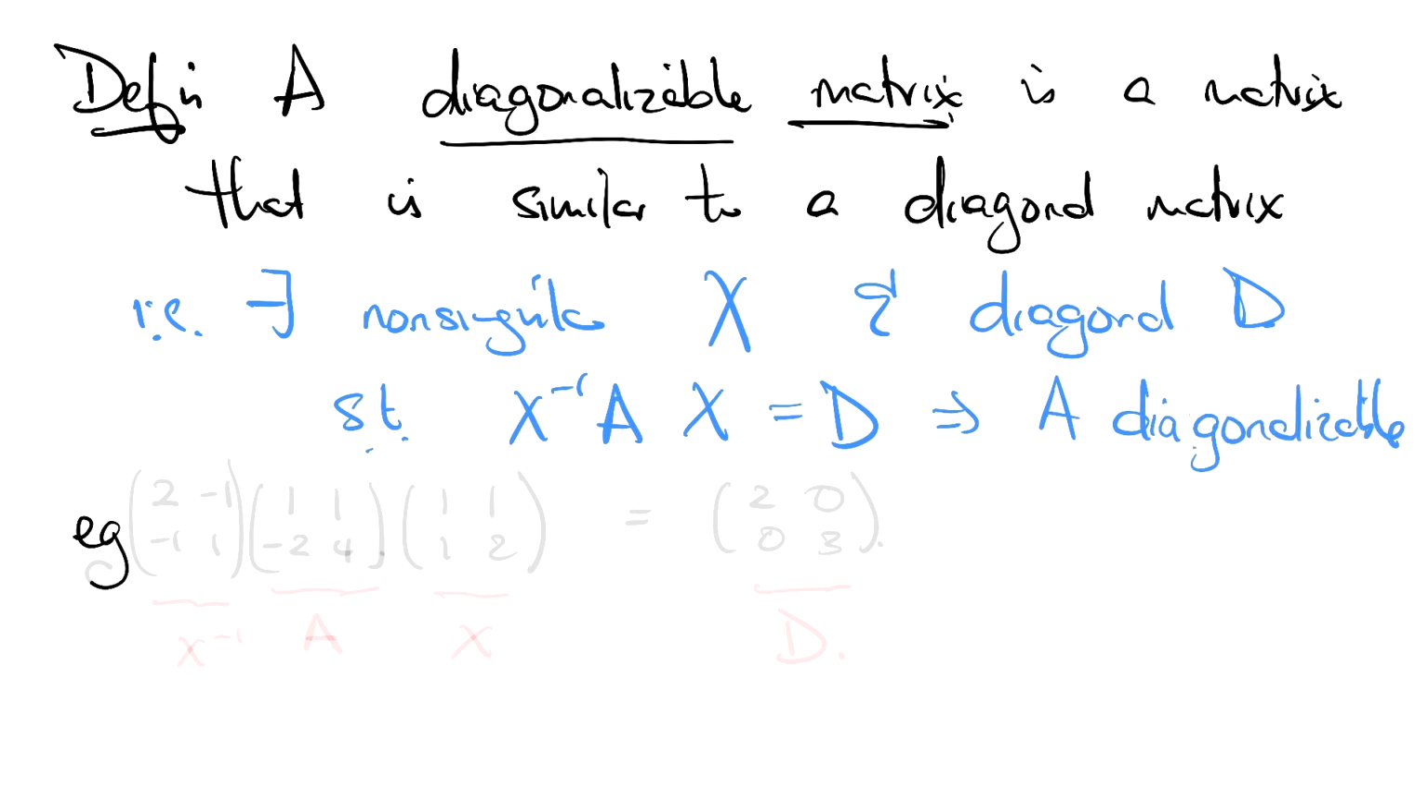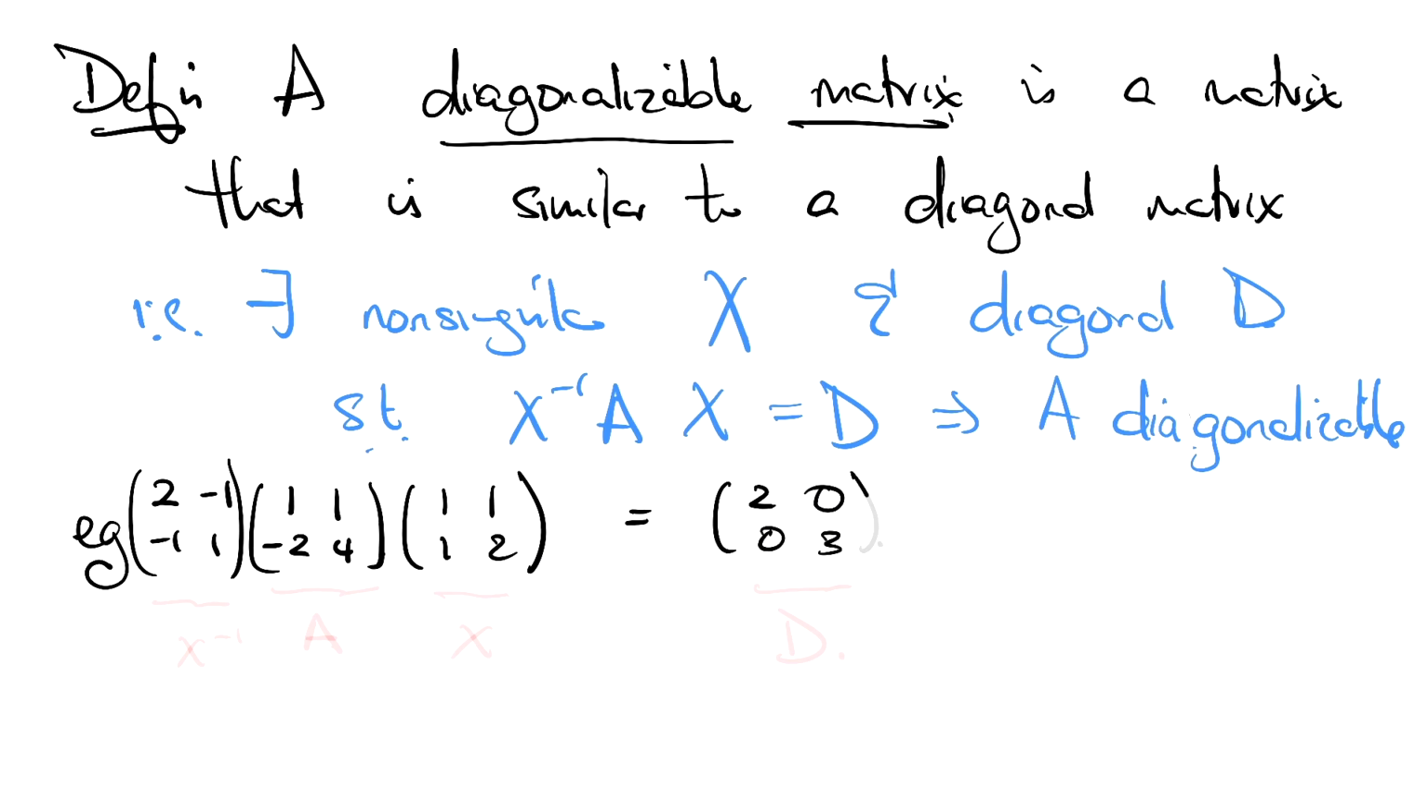Let's do an example. [1, 1; -2, 4]. If we have [2, -1; -1, 1] on one side, and [1, 1; 1, 2] on the other side, we get [2, 0; 0, 3]. Where this matrix is A, here we've got X and X inverse, and this is our diagonal matrix D.